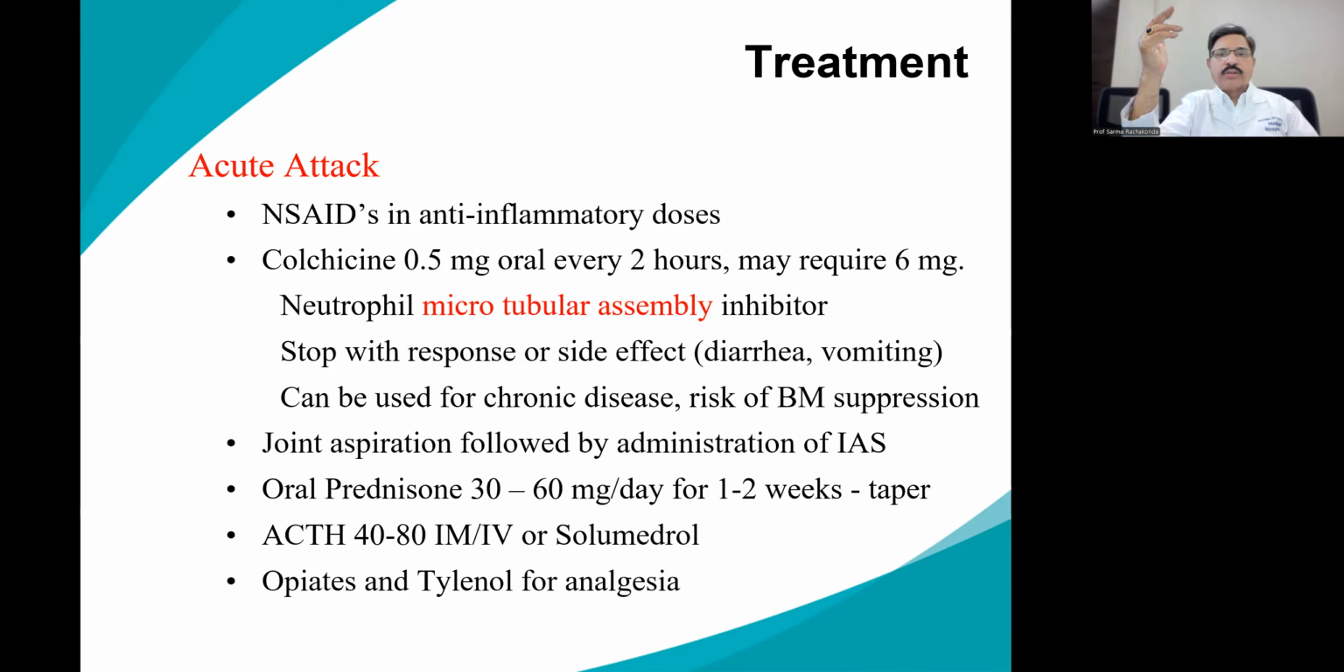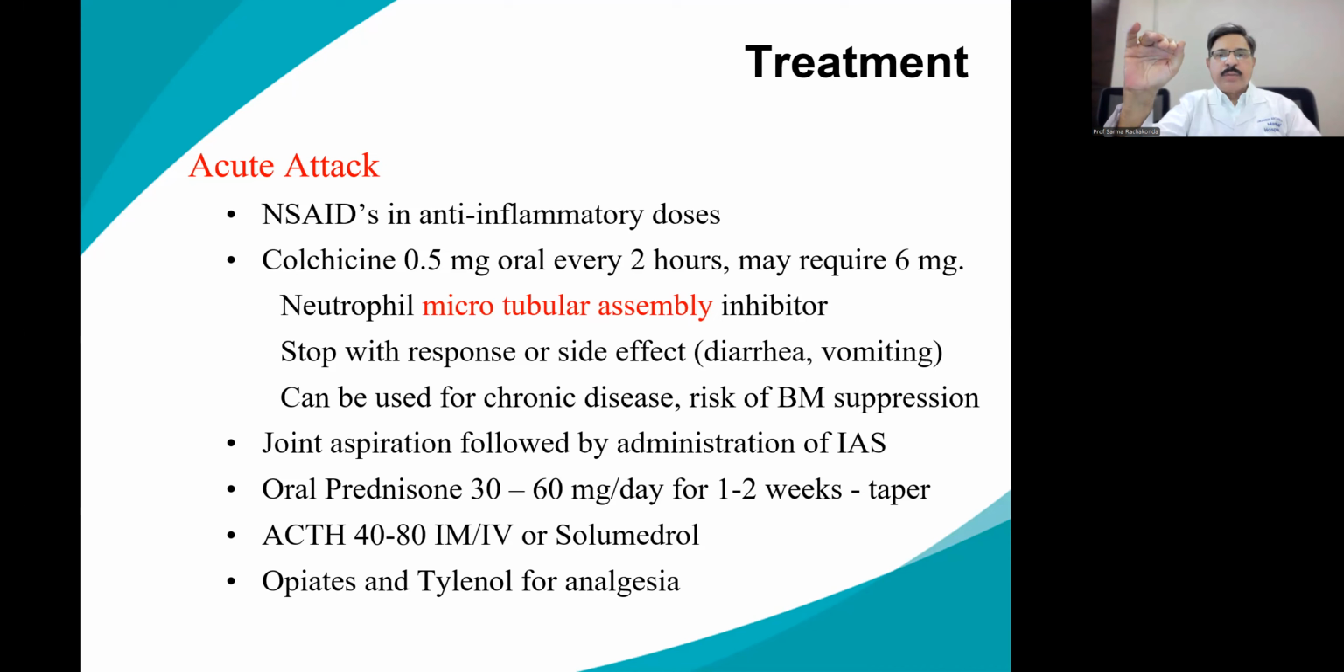How does colchicine work? It is a neutrophil microtubular assembly inhibitor, so the neutrophils are not brought to the site of inflammation. It acts as an anti-inflammatory drug. Stop when there is a response. Or when diarrhea and vomiting side effects occur, you can reduce or stop colchicine. It can be used for chronic disease, but the risk of bone marrow suppression is there. This is the drug of choice for acute attack, and it is not for chronic tophaceous gout, but it may be continued in chronic tophaceous gout.